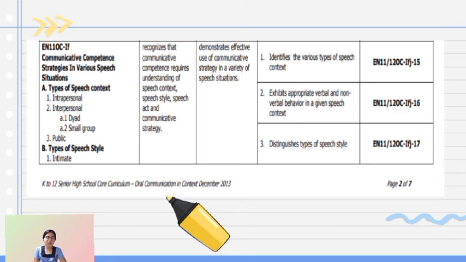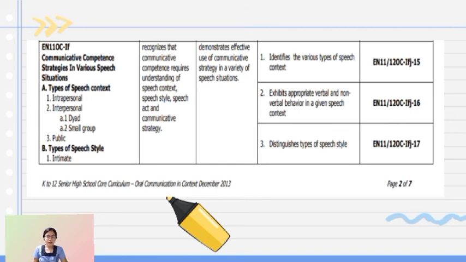Another one, we have in the content the communicative competence strategies in various speech situations. Under it, we have the types of speech context, which are categorized into two, the interpersonal and the intrapersonal, and the public, and the types of speech styles. In the content standard of this topic or lesson, it recognizes that communicative competence requires understanding of speech context, speech style, speech act, and thus communicative strategy. So, ito yung mga dapat nilang malaman pertaining with this lesson here.